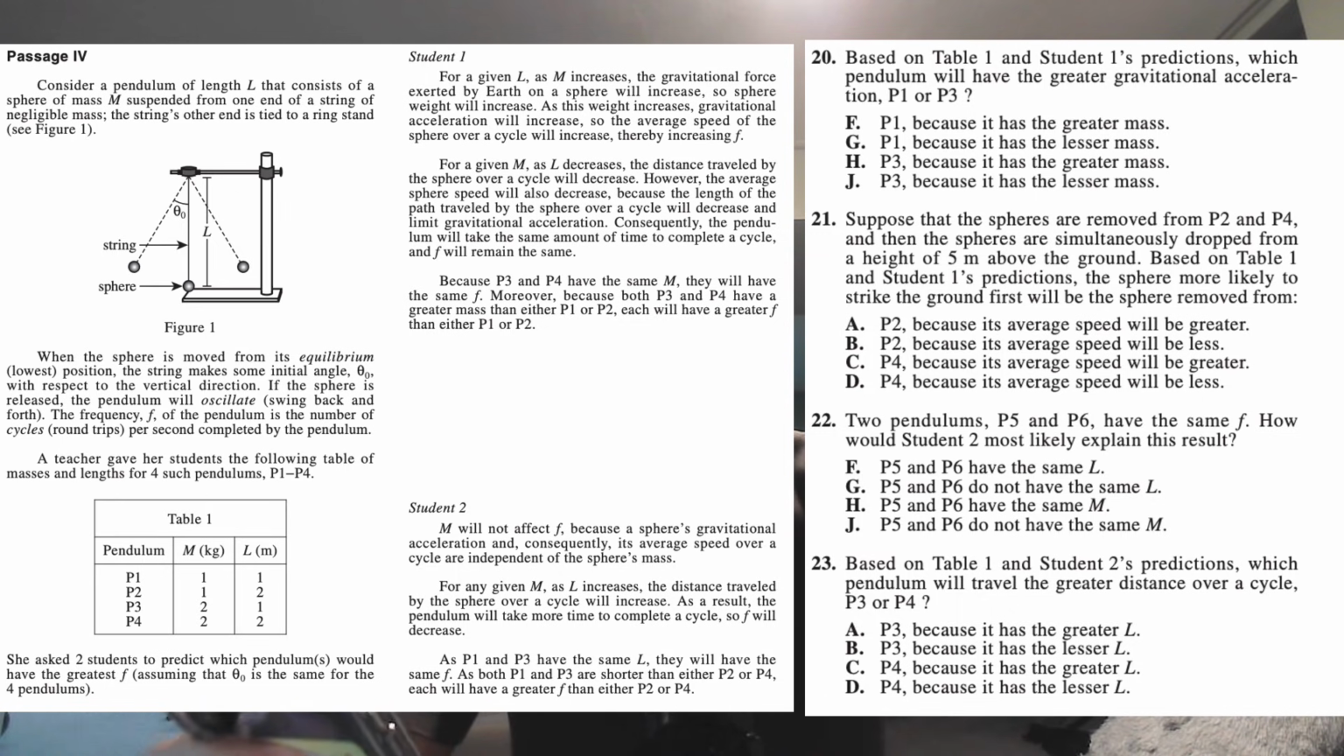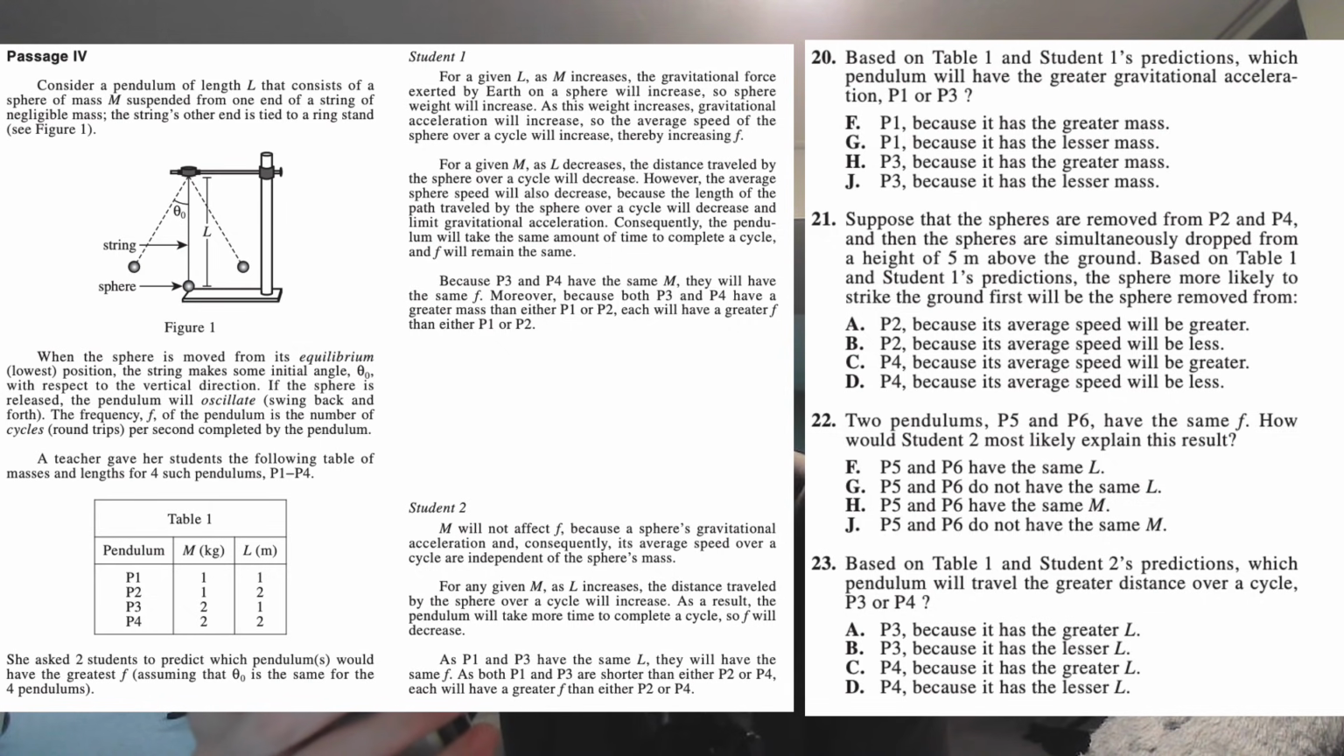I'd skip the entire passage, go straight to question 20, and read question 20. Question 20 says, based on Table 1 and Student 1's predictions, which pendulum will have the greater gravitational acceleration, P1 or P3? I'm just going to look at Table 1 and Student 1 and ignore everything else, because that's what the question is asking about. Let's go to Table 1, and I can immediately see P1 and P3. It seems like there's a mass and length: mass is in kilograms, length is in meters. Then I'll read Student 1.